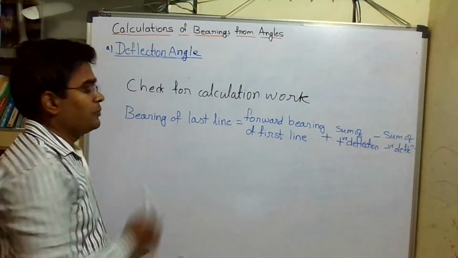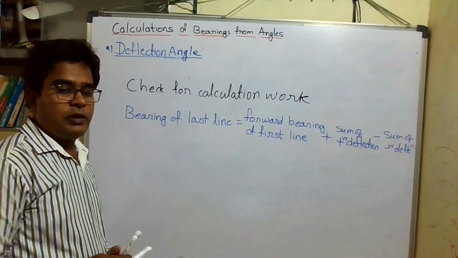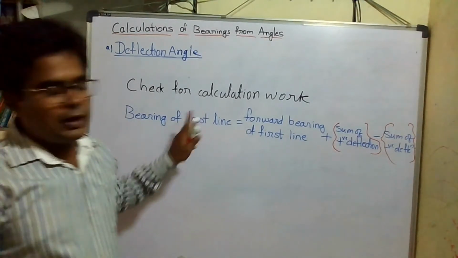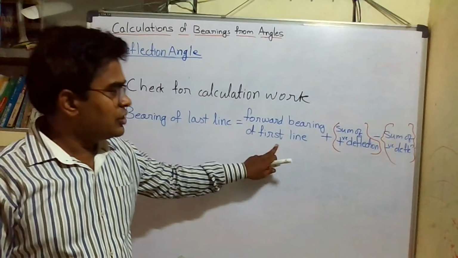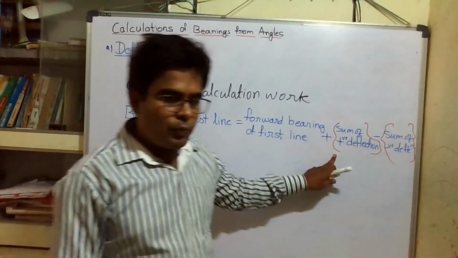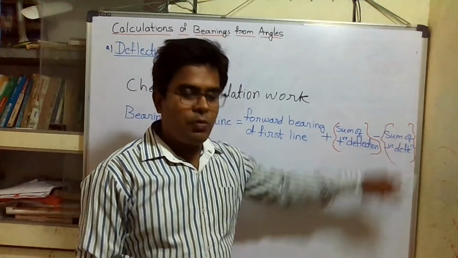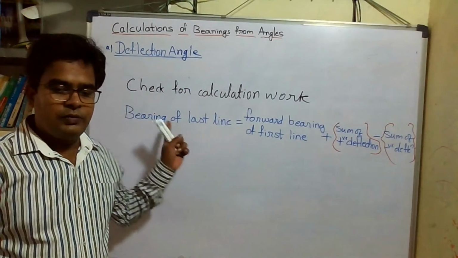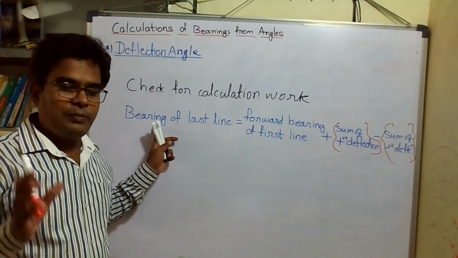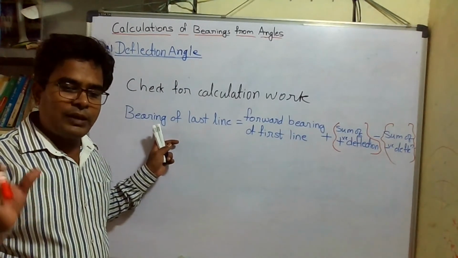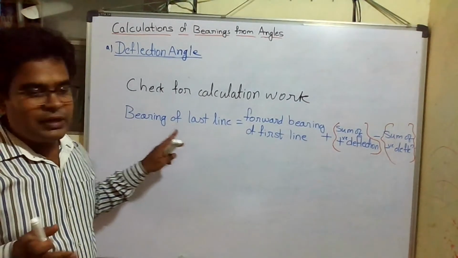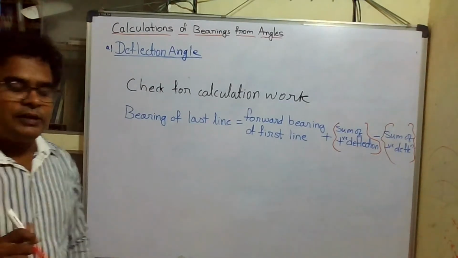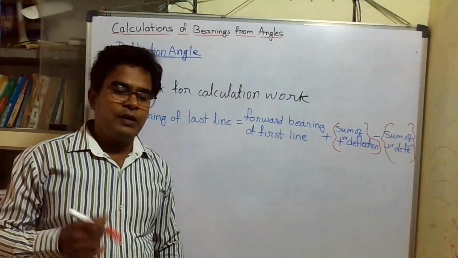Now how to check if our calculation is correct or not? We have to calculate the bearing of the last line by using a formula. Bearing of the last line is equal to the bearing of the initial line plus the sum of all positive deflections minus the sum of all negative deflections. We check that the bearing of the last line we found by calculation is the same as what we get by this formula. Let us see one problem so your idea will become clearer.